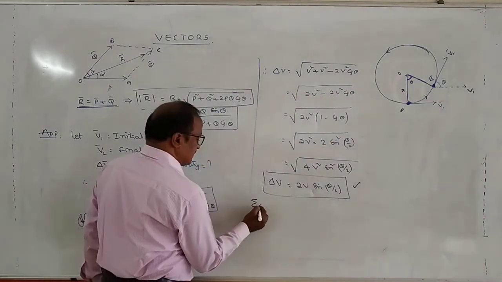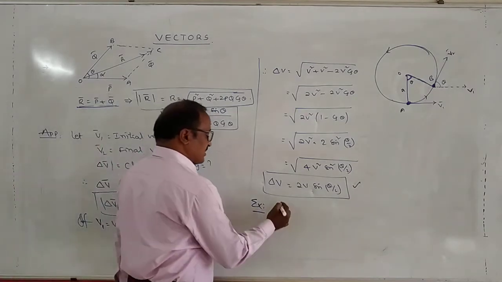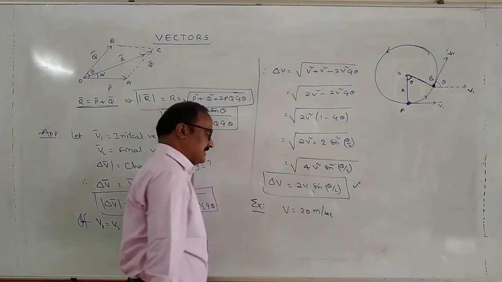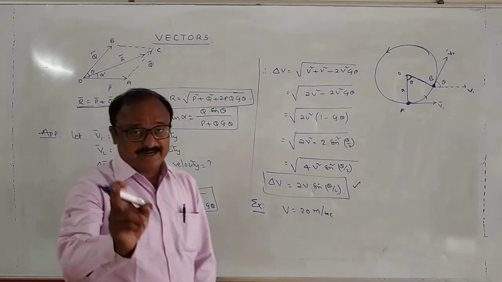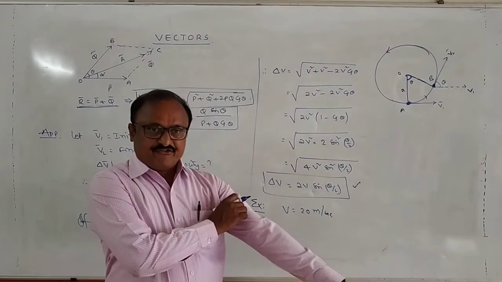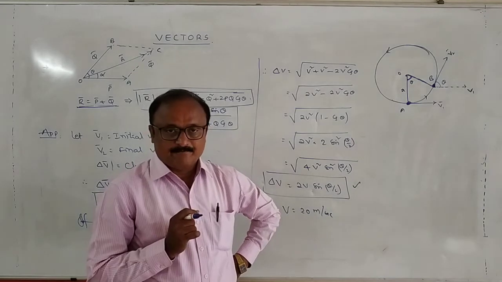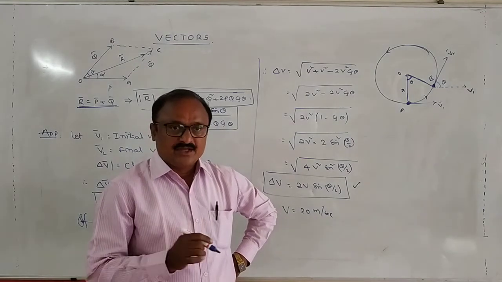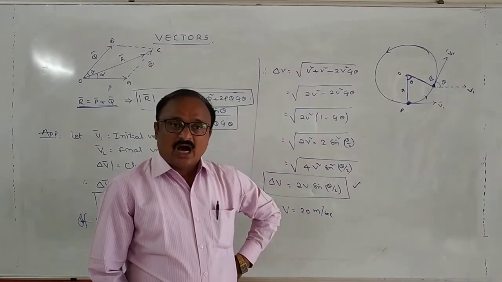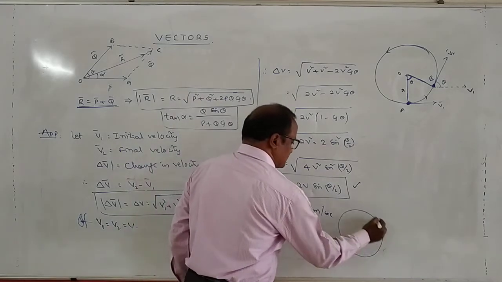Say, here is an example. Let a body be moving along a circular path with a constant speed v is equal to 20 meter per second. With a constant speed, remember the point. Finally, find the magnitude of change in velocity if the body completes half of the circular path. Half of the circular path means this is the situation.